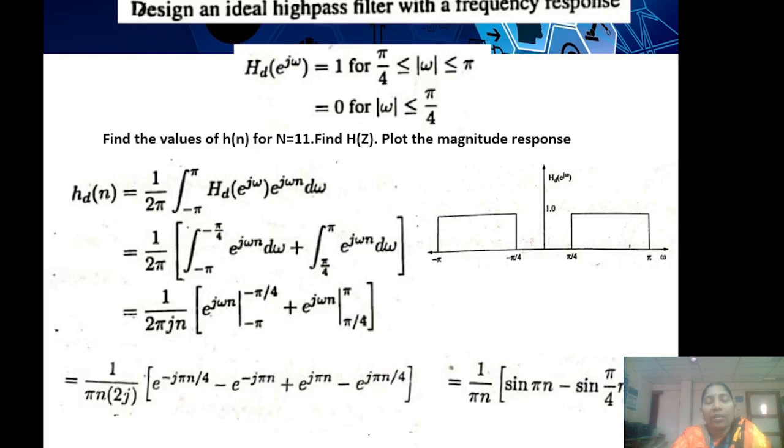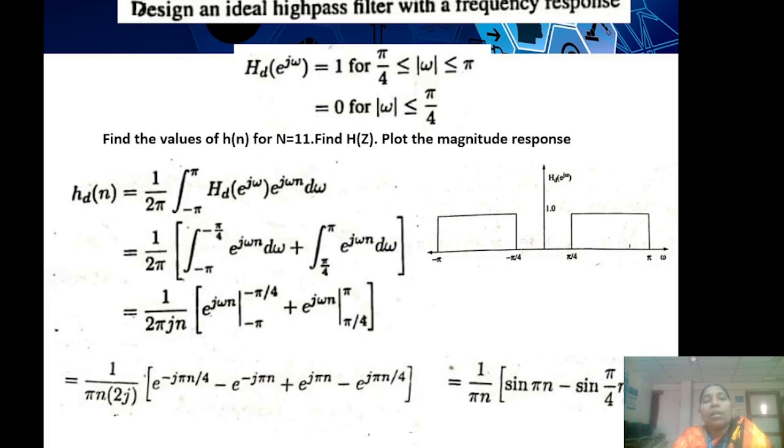the magnitude response. So the first step in the design of an FIR filter is we need to find out Hd of n. That means we have to apply the inverse Fourier transform to Hd of e power j omega to obtain Hd of n. According to the inverse Fourier transform, the formula is Hd of n equal to 1 by 2 pi integral of minus pi to pi Hd of e power j omega into e power j omega n d omega. Now if you see the limits, it is clearly given modulus of omega.